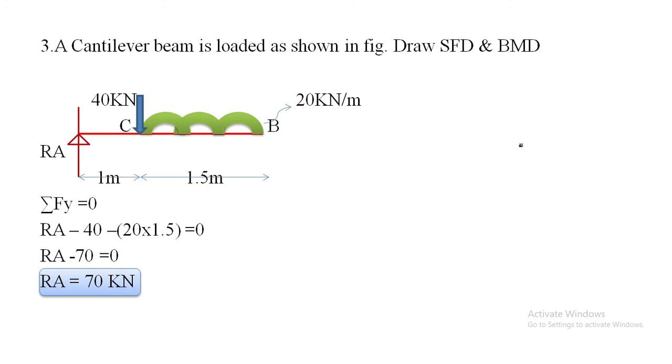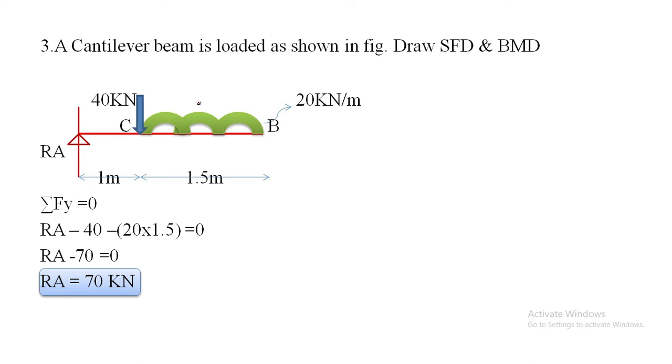Now come towards the fourth problem. In the fourth problem, a cantilever beam is loaded as shown in figure. Draw SFD. Here is a cantilever beam whose one end is fixed, the RA end is fixed, and B end is free. A 40 kilonewton load acts on that beam at a distance of 1 meter from the left end. A UDL of 20 kilonewton per meter is present over a distance of 1.5 meter. Okay, so now we have to calculate SFD and BMD.